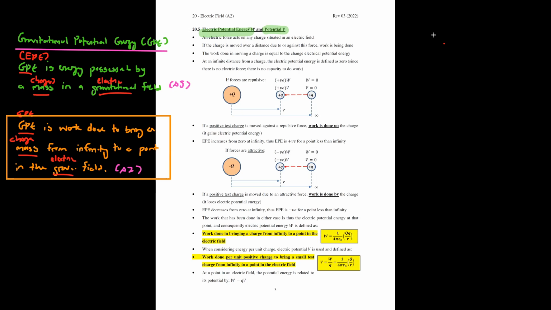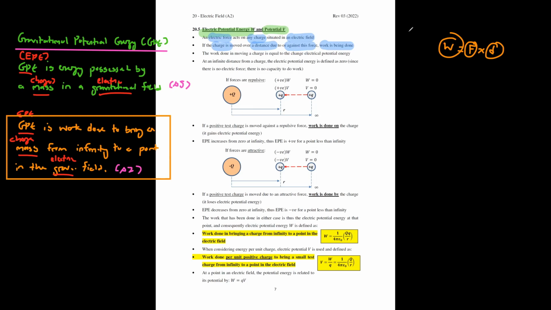Consider this. Electric force always acts on any charge that is situated inside an electric field. So if that charge is moved over a certain distance due to the force or against this force, work is being done. Do you remember the definition of work? Work done is force times distance moved in the direction of the force. You must have a force and a distance moved in order to have work done. So for an electric charge inside an electric field, if there's a force acting on it and it moves, there is work done.